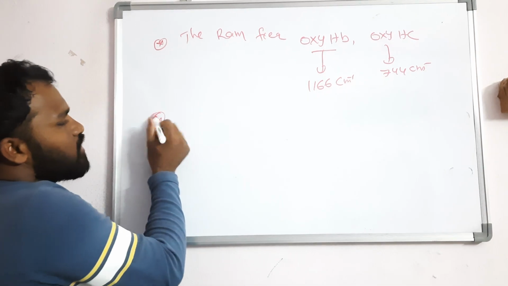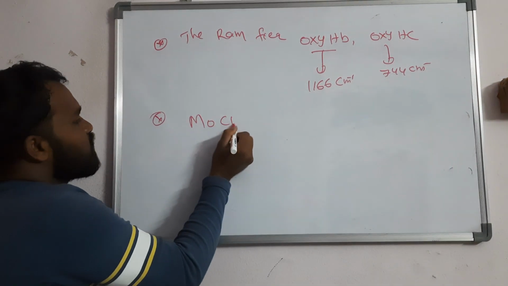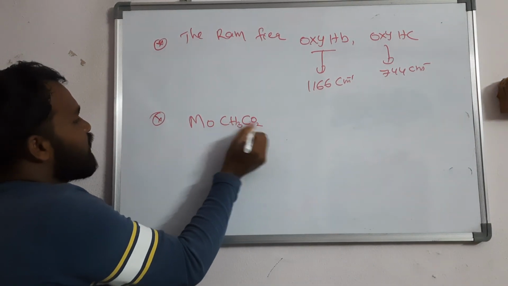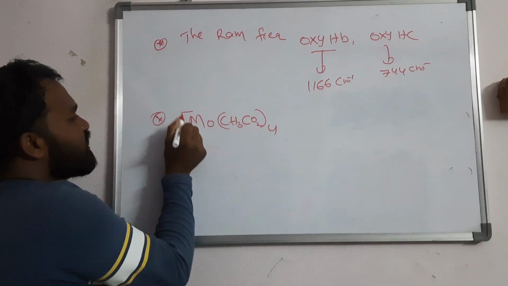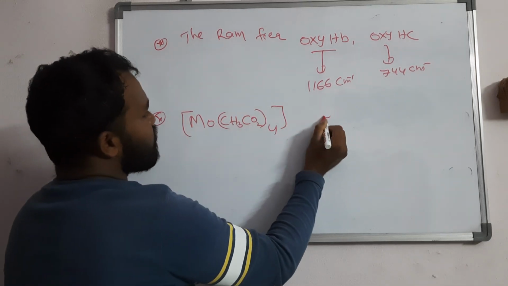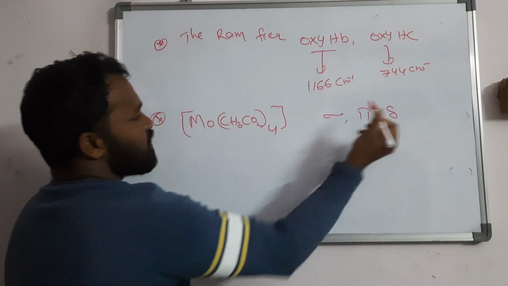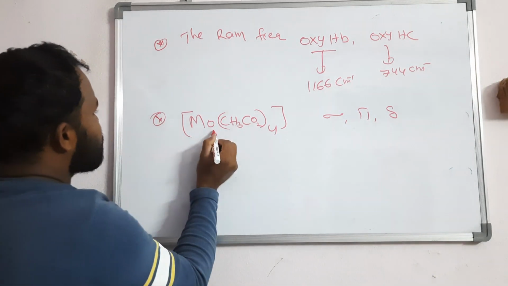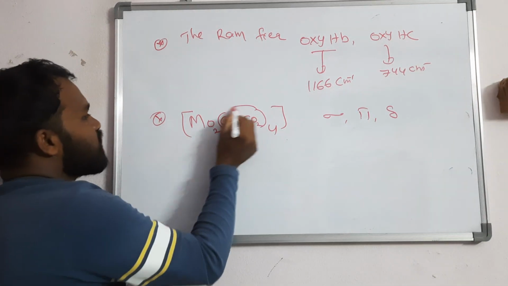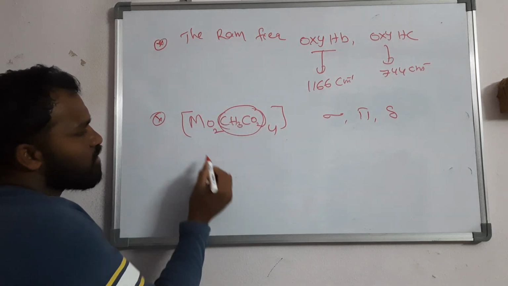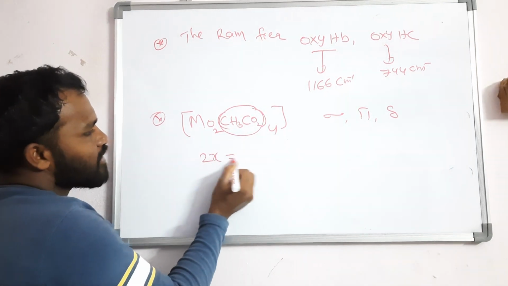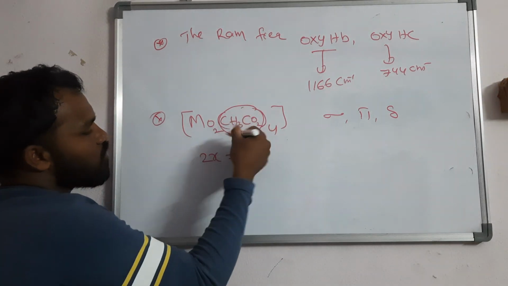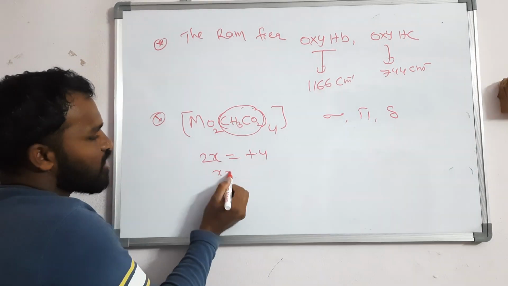So the next question is molybdenum CH3CO, Mo2(CH3CO2)4 they given. So calculate the number of sigma, pi and delta bonds, right? So how will you calculate this? They gave Mo2, right? So CH3CO2 minus possesses a -1 charge. So here you should take 2x, 2x is equal to, so here -4 comes to this side as plus 4. So x is equal to plus 2.